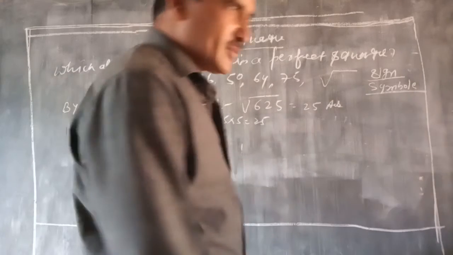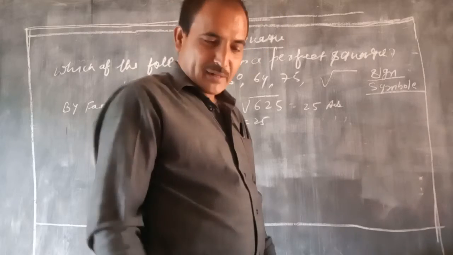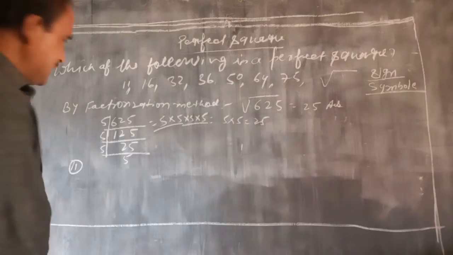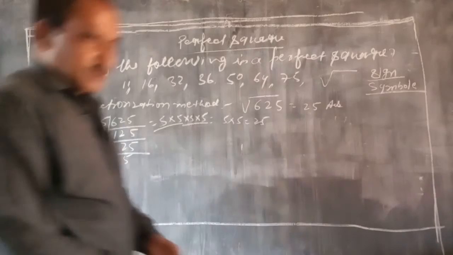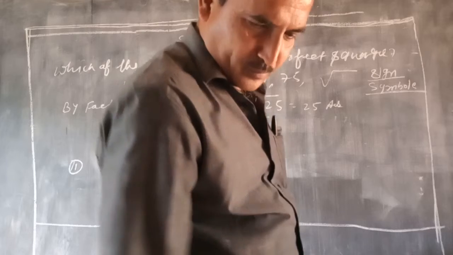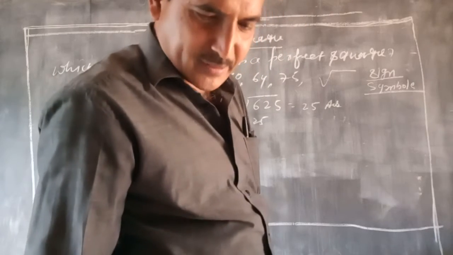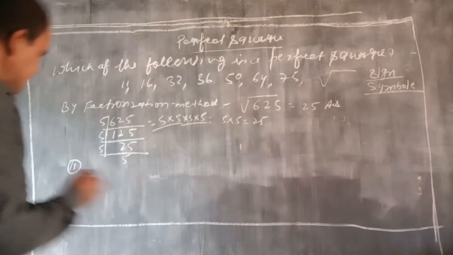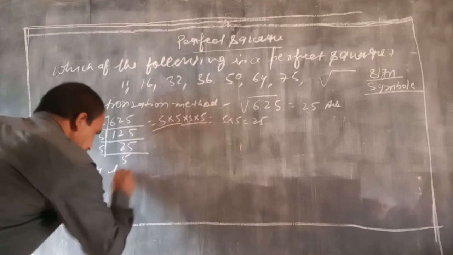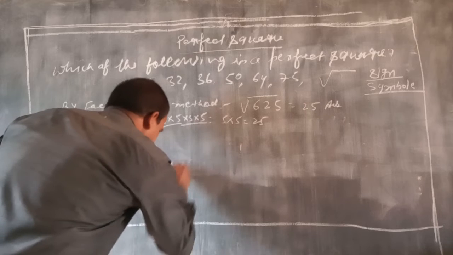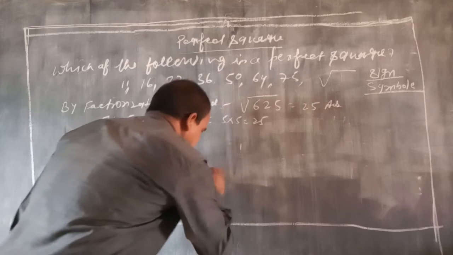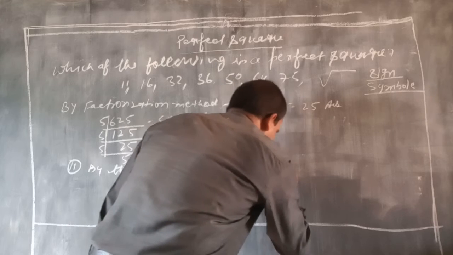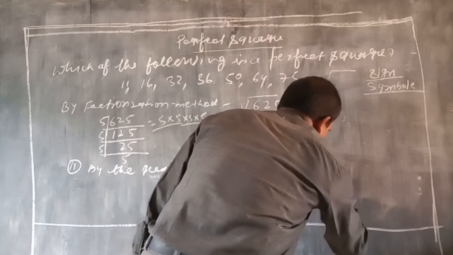The second method is the repeating subtraction method. Repeating subtraction, S-U-B-T-R-A-C-T-I-O-N, subtraction method, the repeating subtraction method.